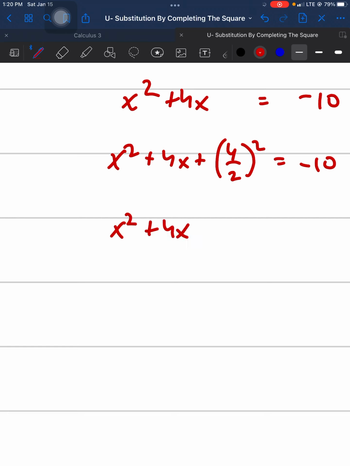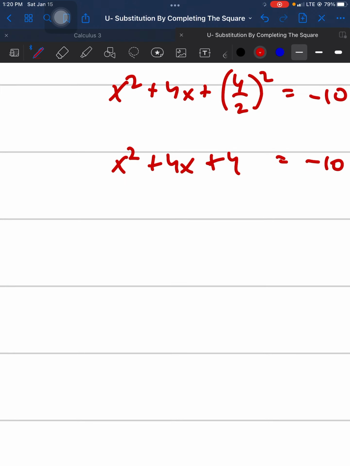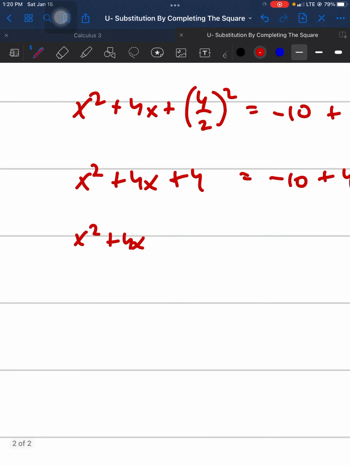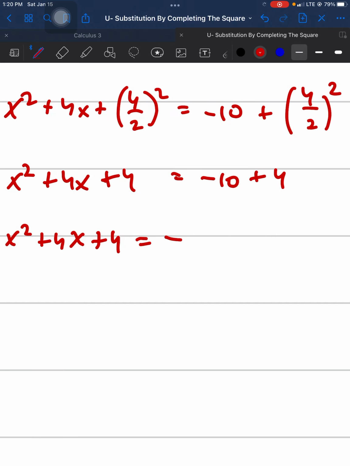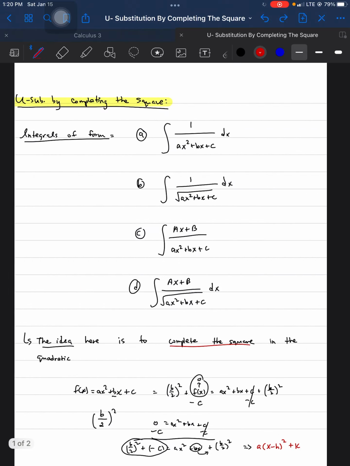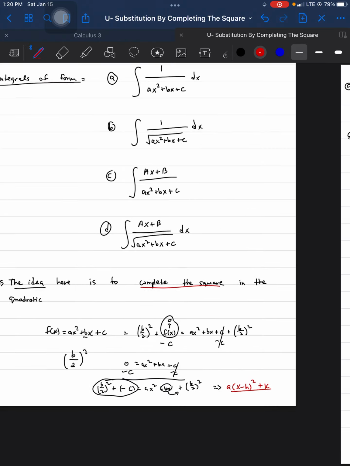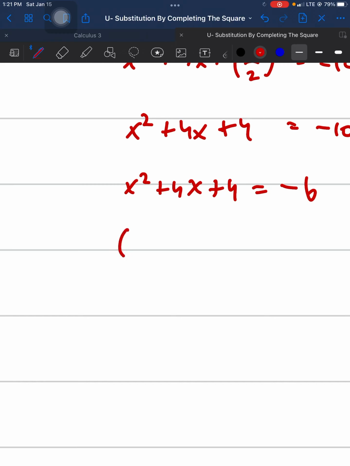So when we simplify, we get x squared plus 4x. 4 divided by 2 is just 2. 2 squared is 4. So x squared plus 4x plus 4. Minus 10 plus 4. We get x squared plus 4x plus 4 is equal to negative 6. This can be simplified into the form I was talking about, which is a times (x minus h) squared plus k. So let's do that.